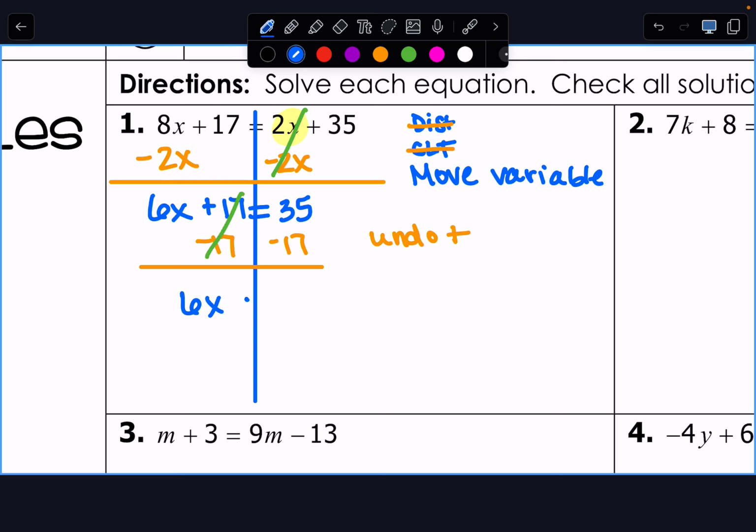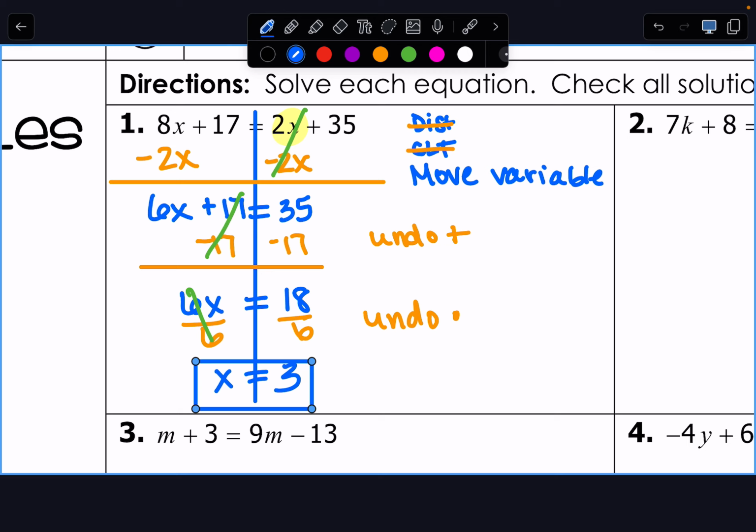We have 6x equals... what is it? 18? Then what are we going to do to each side? We need to undo our multiplication by dividing by 6, so that x equals 3. Is that right? All right, Kaylee, hold up your pen.